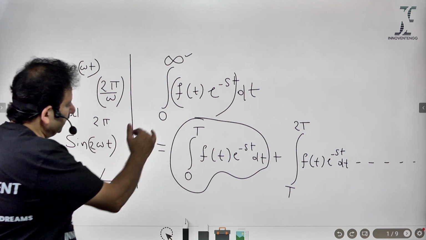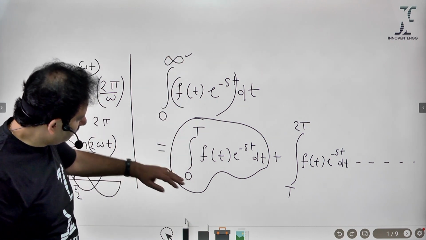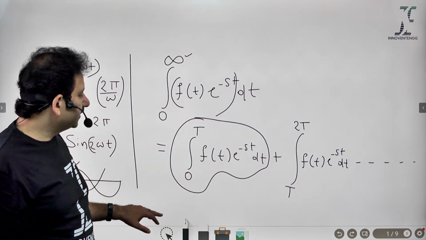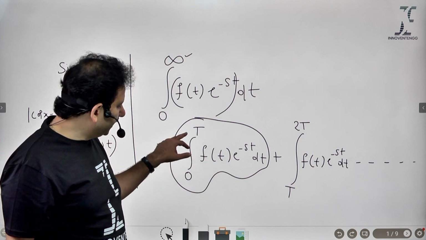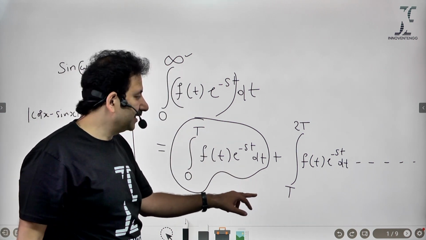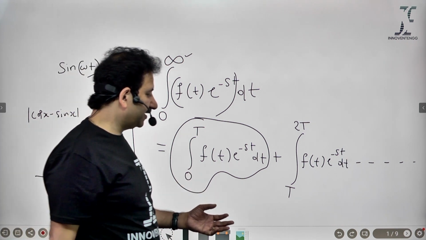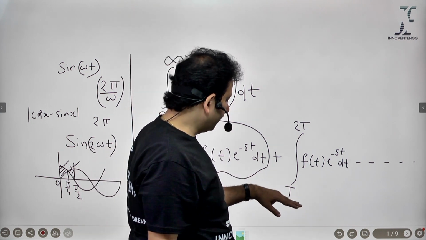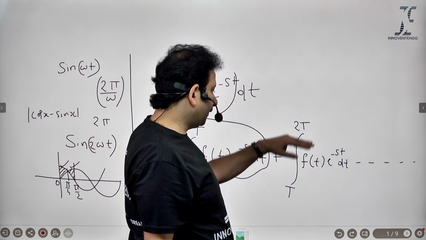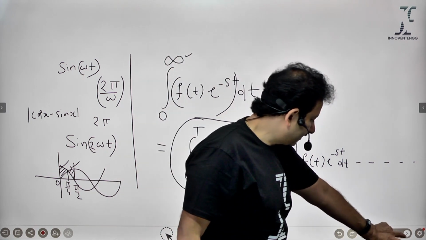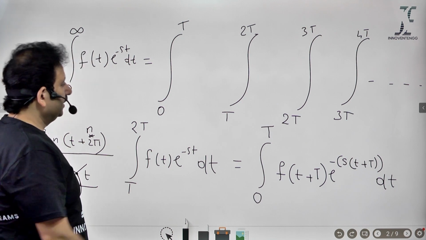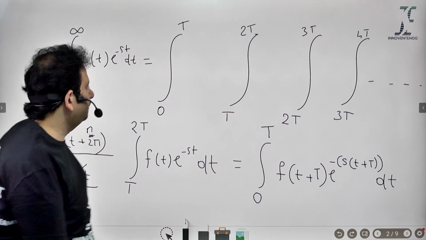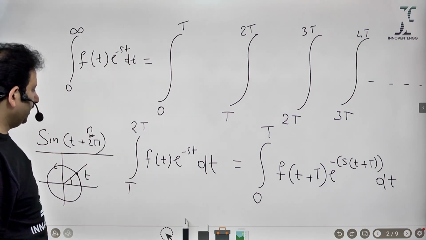Here the overall limit is 0 to infinity, so that can be split from 0 to T and T to 2T. What is very important for you to observe is that the upper limit of the preceding integral becomes the lower limit of the succeeding integral. What we have essentially done is considered all integrals across a period length of T. That means the lower limit is T, and the upper limit is the lower limit plus 1T, right? So you can clearly see 0 to T, T to 2T, 2T to 3T, 3T to 4T, an infinite number of periods, because the original limit is from 0 to infinity.